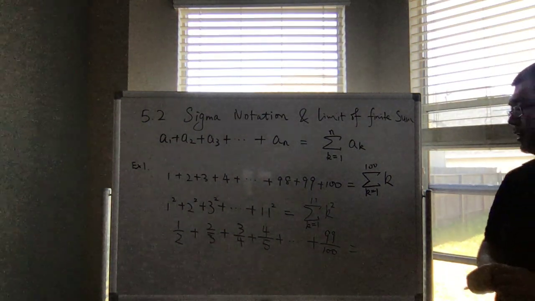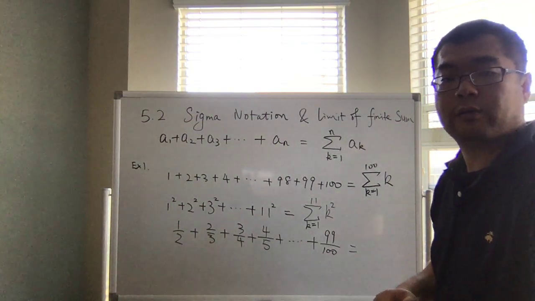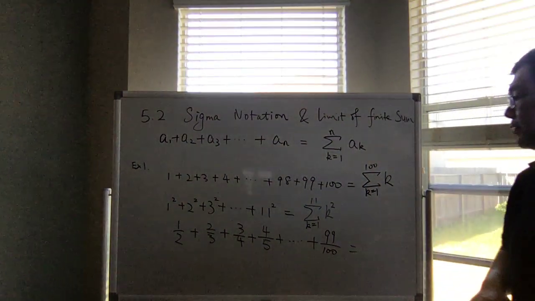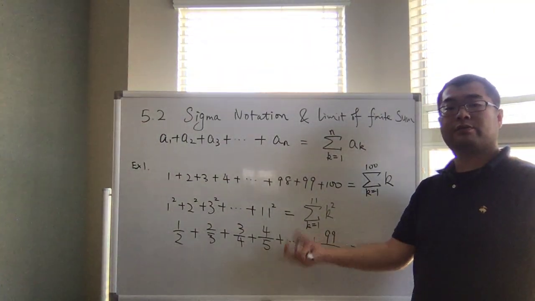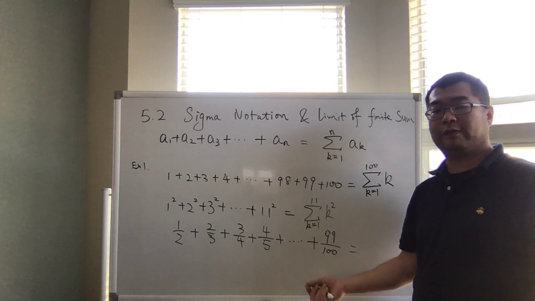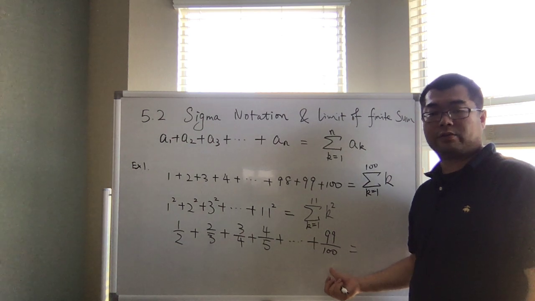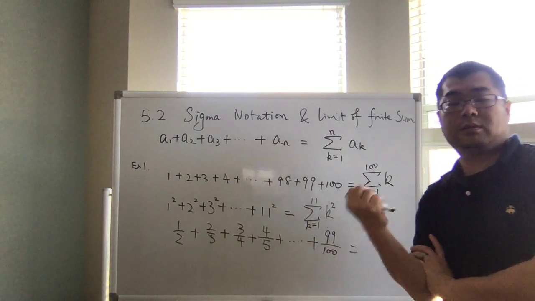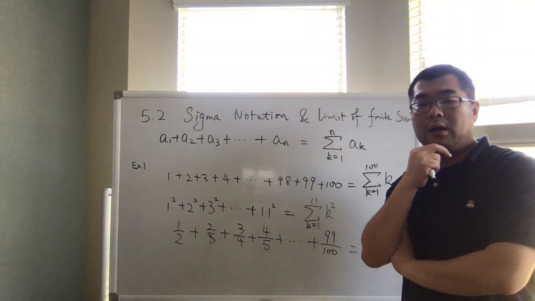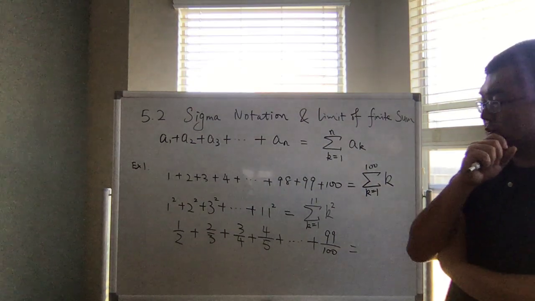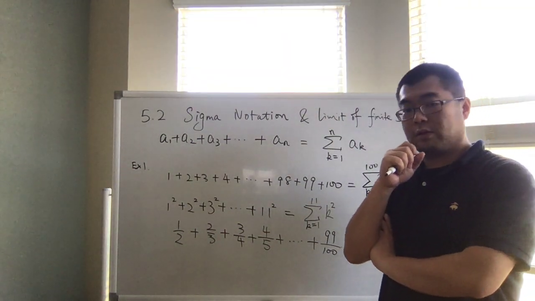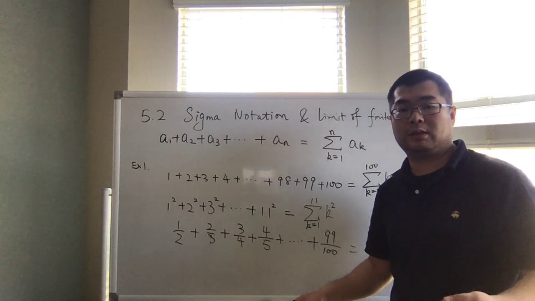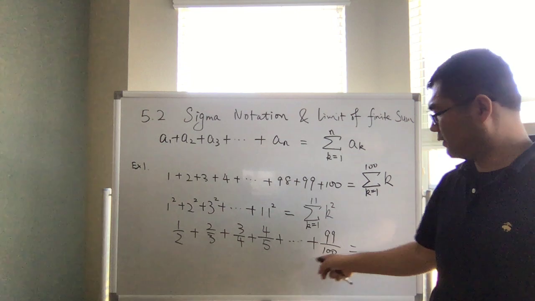All right, so I believe right now you already have some brief ideas about the sigma notation. Let's look at another one. 1 over 2 plus 2 over 3 plus 3 over 4 plus 4 over 5, up to 99 over 100. First question, guys: how many terms do we have in this summation? You can think about it in two ways. First, you can count the numerator: 1, 2, 3, 4, up to 99. So we have 99 terms. Or you can count from the denominator: 2, 3, 4, 5, up to 100.